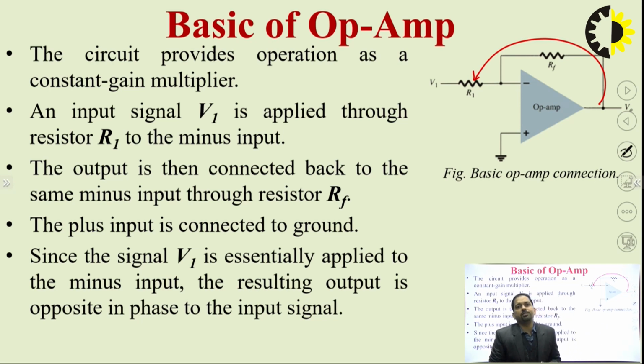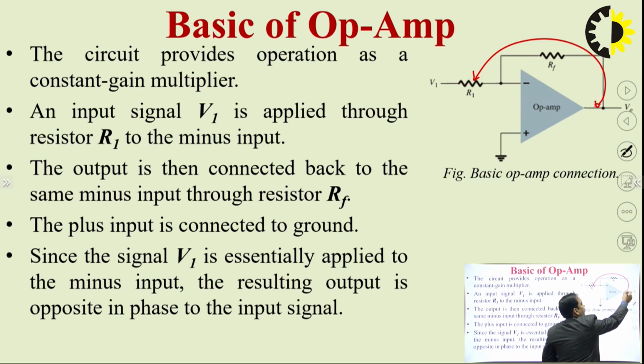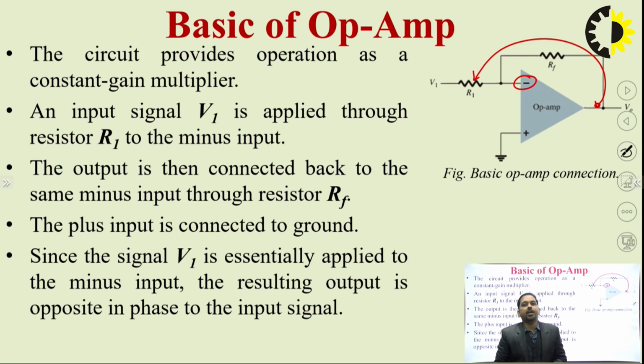Why are we doing this particular feedback? Because the open loop gain of the operational amplifier is very high, and this huge amount of gain we are not able to utilize properly. So we are taking some part of the output and feeding it back at the input side. As we are feeding back at the negative terminal, this kind of feedback is known as negative feedback configuration, which decreases the gain of the amplifier.